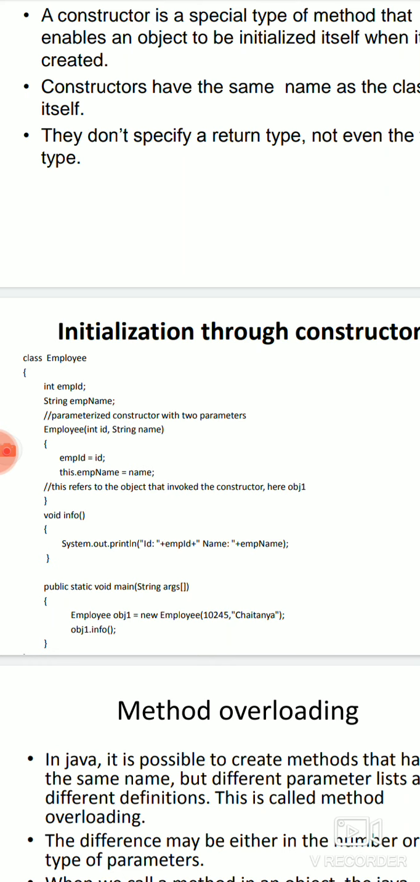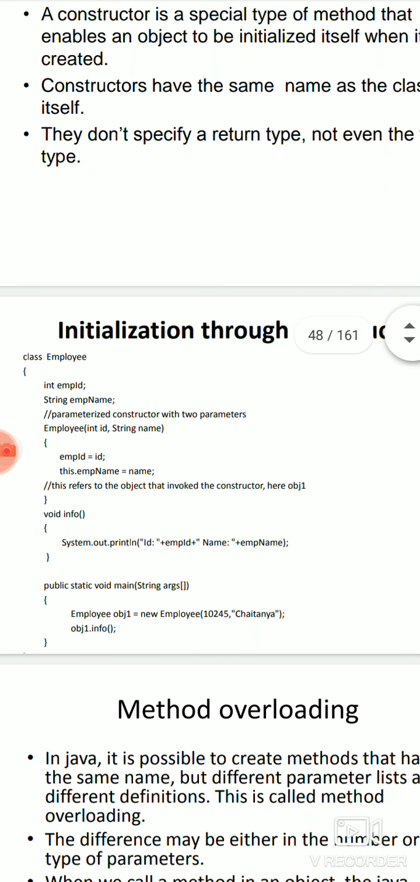From this point our execution of the program starts. Inside this we have written Employee obj1. Employee is a class and obj1 is the object of our class. And as I have already said, we have to use the new operator. So new Employee, and inside this we are given 1024 and Chaitanya, which will be automatically initialized.